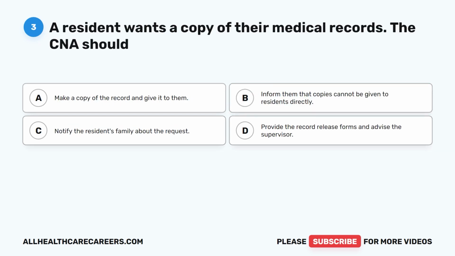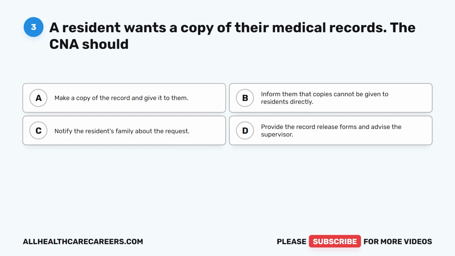Question 3. A resident wants a copy of their medical records. The CNA should A. Make a copy of the record and give it to them. B. Inform them that copies cannot be given to residents directly. C. Notify the resident's family about the request. D. Provide the record release forms and advise the supervisor.